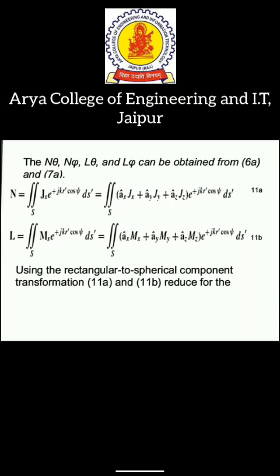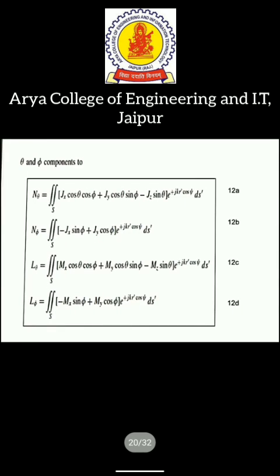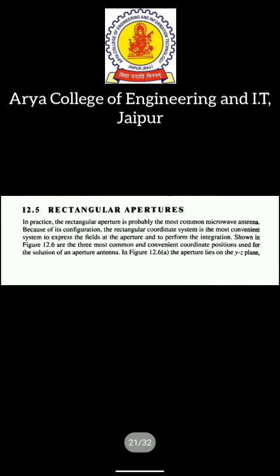After the rectangular to spherical component transformation, 11a and 11b reduce for the theta and phi components to the following equations written from 12a to 12d. Now students, we are going to introduce two types of aperture antennas which are very common. First one is the rectangular aperture. Students, this is the most common microwave antenna you will ever come across.